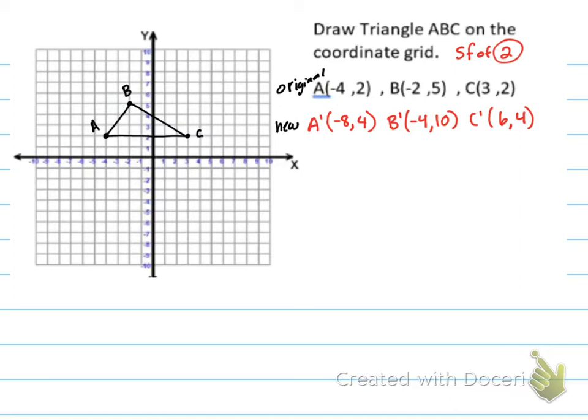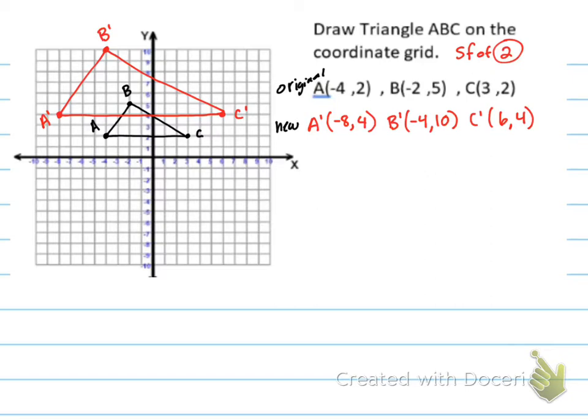Okay, so I'm going to go ahead and graph A prime, B prime, and C prime. I get -8, 4. So right here, that is A prime. B prime is -4, 10. So all the way up here, and that is B prime. And C prime is 6, 4. Okay. And if I go ahead and do my triangle, you can see that it did dilate by 2. And remember, if our scale factor is greater than 1, it's going to make it bigger. It's going to enlarge, and it did in this case.